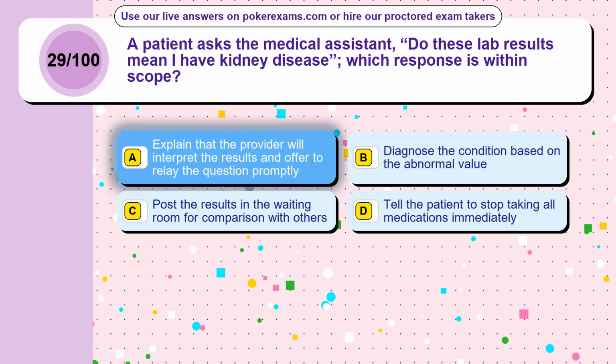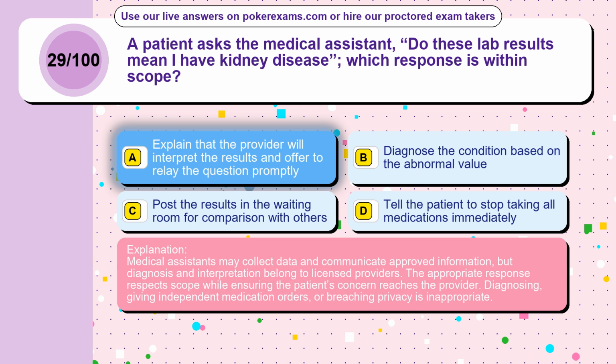The correct answer is option A. Explain that the provider will interpret the results and offer to relay the question promptly. Medical assistants may collect data and communicate approved information, but diagnosis and interpretation belong to licensed providers. The appropriate response respects scope while ensuring the patient's concern reaches the provider. Diagnosing, giving independent medication orders, or breaching privacy is inappropriate.